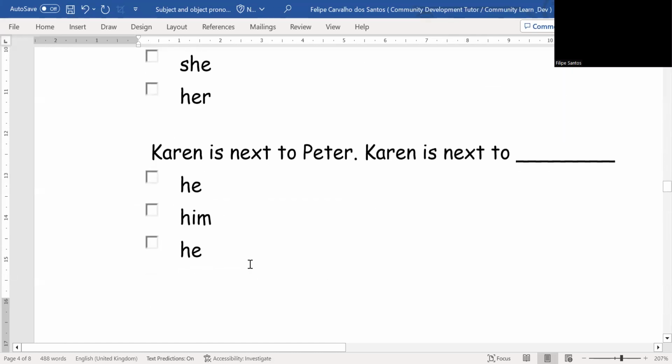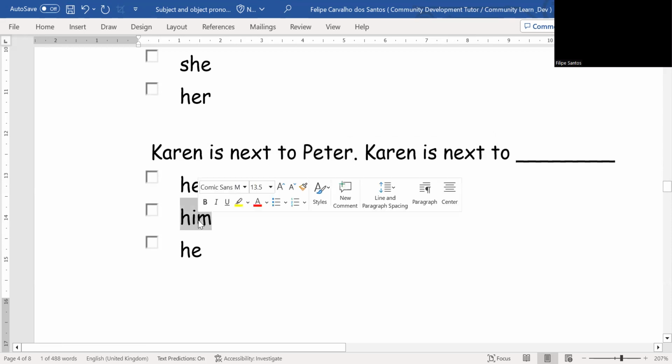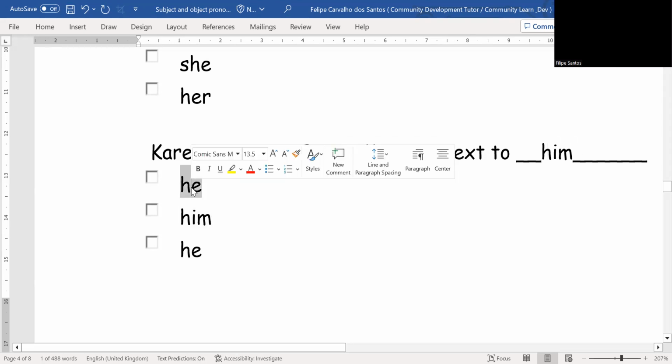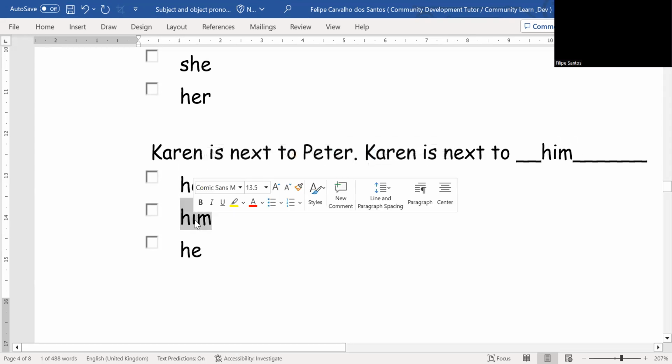Okay, let's look at the next one. Karen is next to Peter. Now, Karen is next to... Peter is a man. So Karen is next to him. Now remember, he, subject, him, object. We need the object.